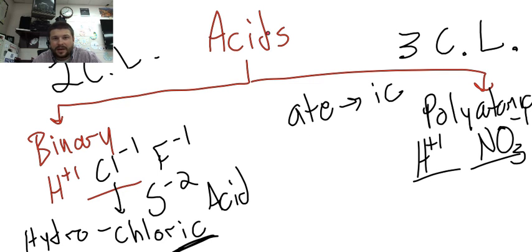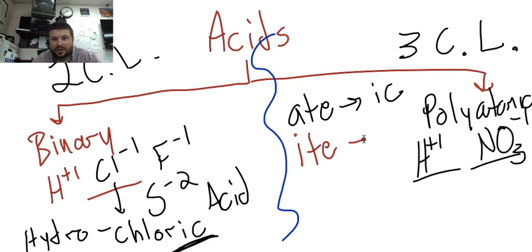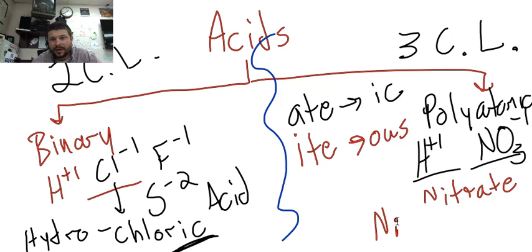All right, if it's a polyatomic that ends in ITE, you're going to change it to OUS. So this polyatomic was nitrate. Nitrate. I'm going to change that to nitric acid. And I don't put hydro on the front. All right, same thing.